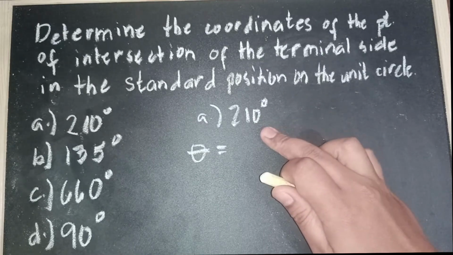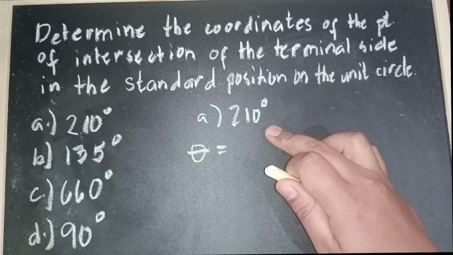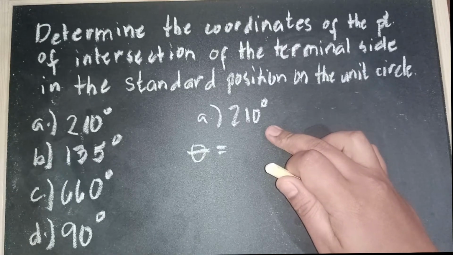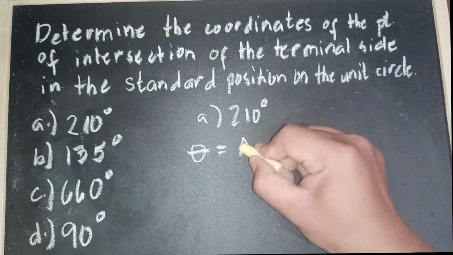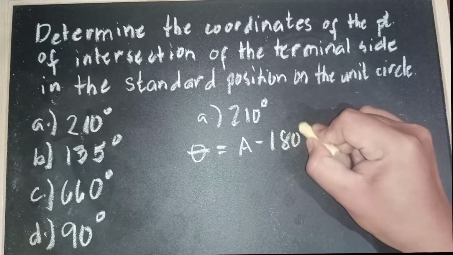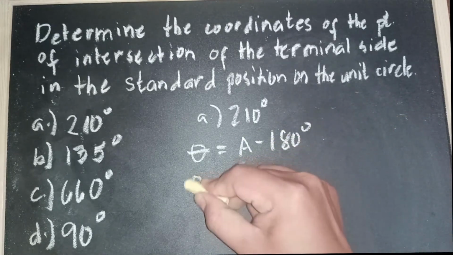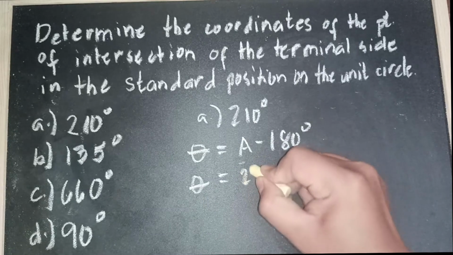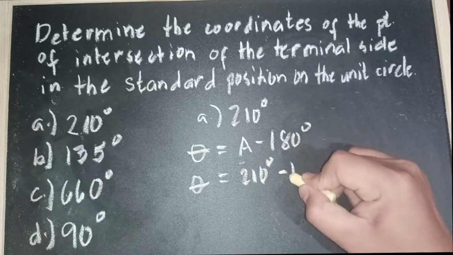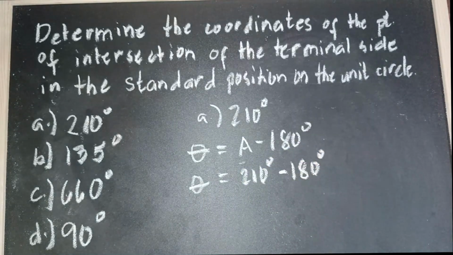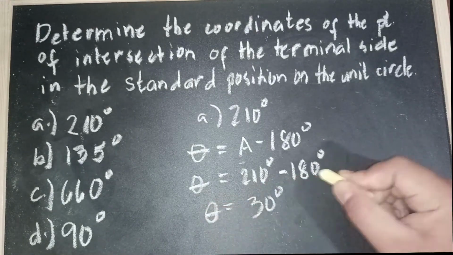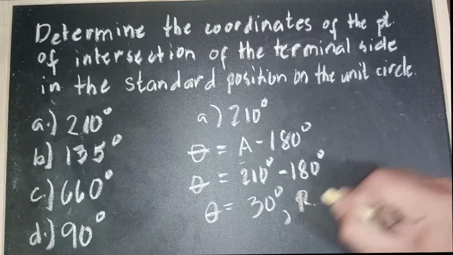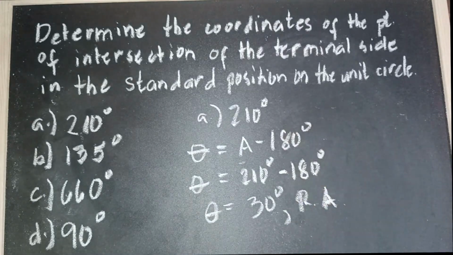Una, identify natin yung terminal side ng 210 degrees na sa, okay, tama mga boss, third quadrant. Since sa third quadrant yan mga boss, yung gagamitin natin formula is A minus 180 degrees, where A is the given angle. So this is equal to 210 degrees minus 180 degrees. Okay? So this is now equal to 30 degrees. So this is the reference angle of 210 degrees.